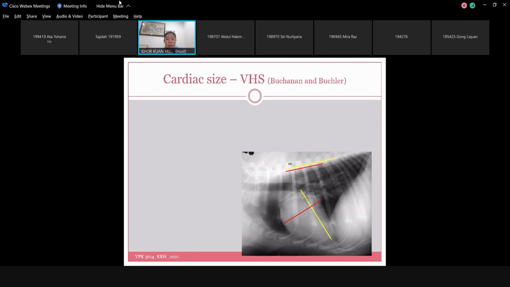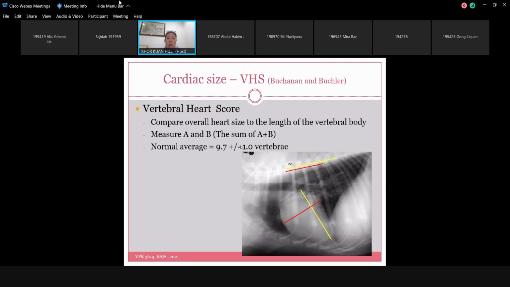When we look at the heart on right lateral recumbency, we always want to say this is going to be a big heart, but we need to scale them. We need to give them a score. It's called the vertebral heart score, developed by Buchanan and Butler. There is a paper where these two investigators came up with a score to tell you whether the heart is big or not. If it is big, then it requires further investigation. If it is not, then don't do anything about it. So for screening purposes, this is very good. Dr. Lau taught you already how to do a VHS, yes or no?